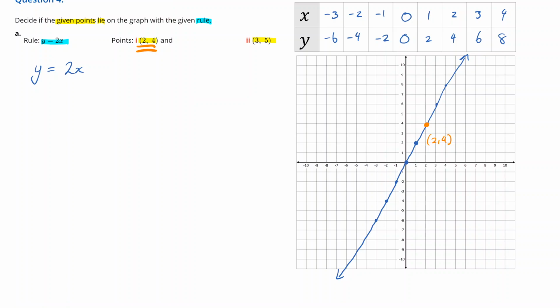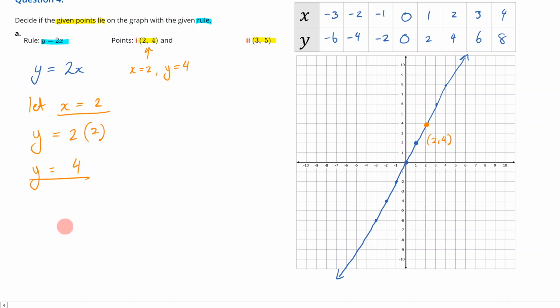We could have said, what this is telling me right here is that when I let x equal 2, my y is going to be equal to 4. And we can check whether that's true. We can say, let x be equal to 2. I know that my rule is y equals 2x, so I'm going to go y equals 2, and then into my x bar I'll put 2. 2 times 2 is 4. So that means when x is equal to 2, y is equal to 4. And as you can see, that's what we were told. So that's how we know, yes, this is true. So the answer to this one is yes, it does lie on the line.